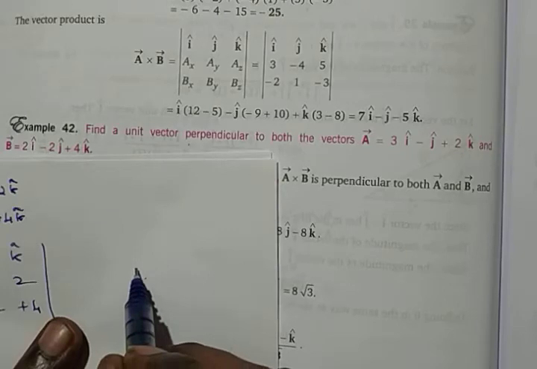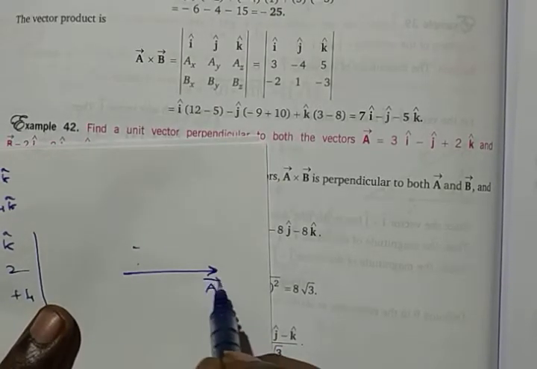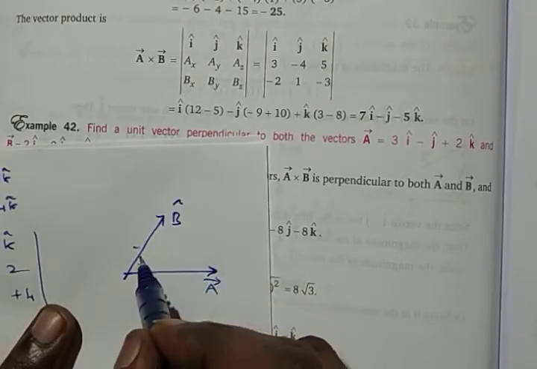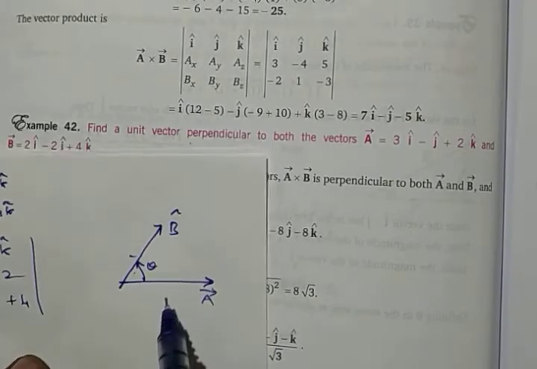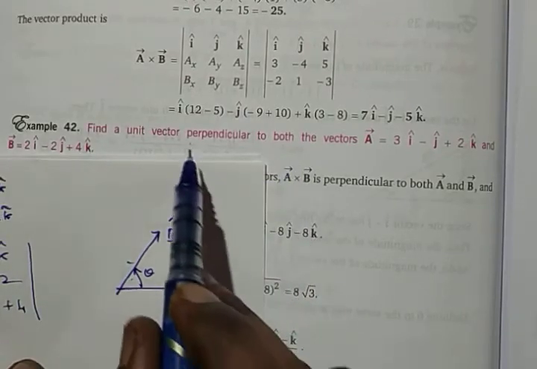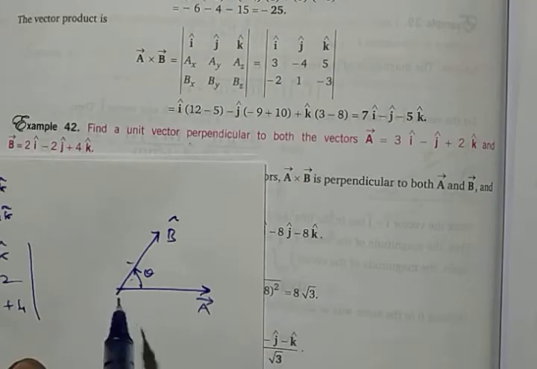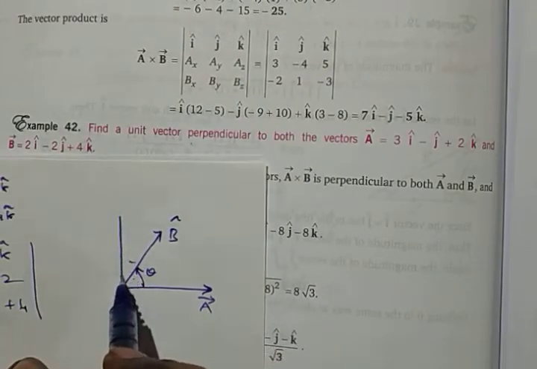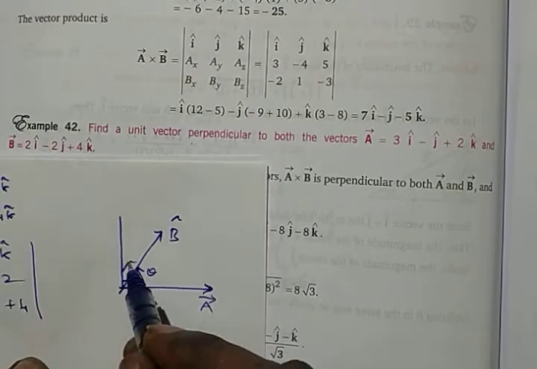So let us try to make this as a diagram here. This is A vector and this is B vector, and this is the theta value here. Now, they have not asked you to find A cross B or anything. They just gave the words, unit vector perpendicular to both. What is a unit vector perpendicular to both A and B? For A vector, the perpendicular is here like this. And for B vector, the perpendicular should be something like this.